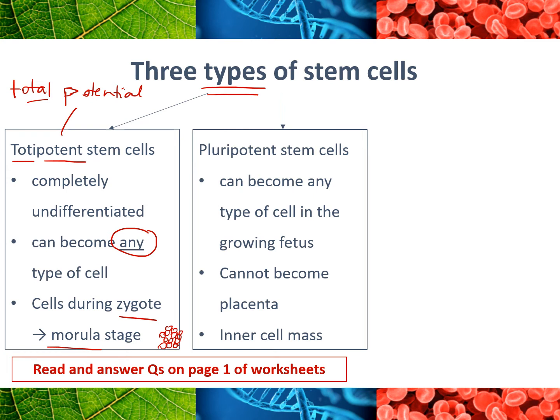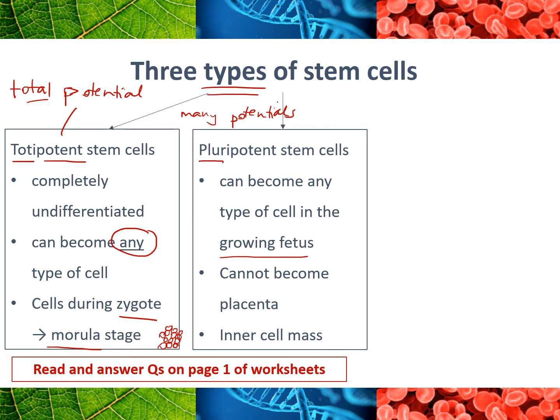The next level down in terms of strength are what we call pluripotent. Pluri, thinking like plural, means many. So it has many potentials. I know potentials isn't really a word, but it has many options to become different types of cells. These can become any type of cell in the growing fetus. The only thing that these cells can't become is the placenta.